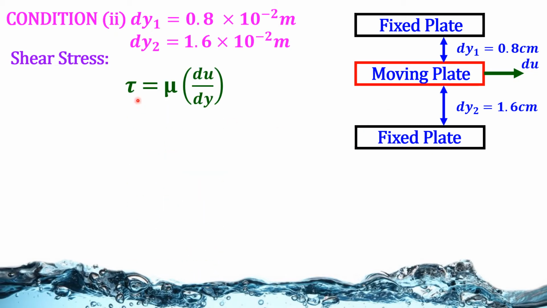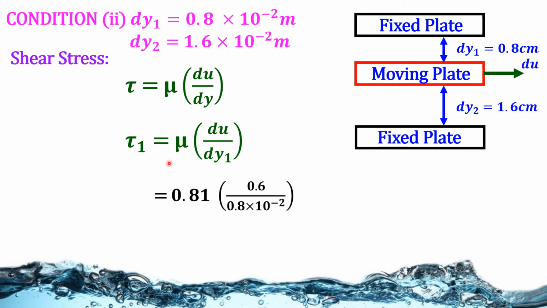Shear stress tau is equal to mu into du by dy. Therefore, tau1 is equal to mu into du by dy1. Substituting your values over here, your mu as 0.81, your du as 0.6 and your dy1 as 0.8 into 10 to the power minus 2, we get shear stress tau1 is equal to 60.75 Newton per meter square.